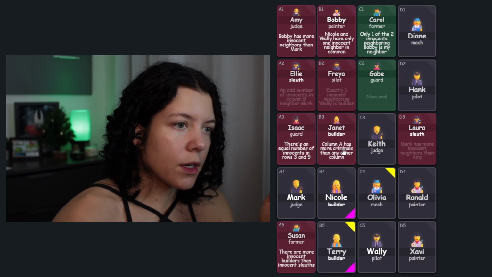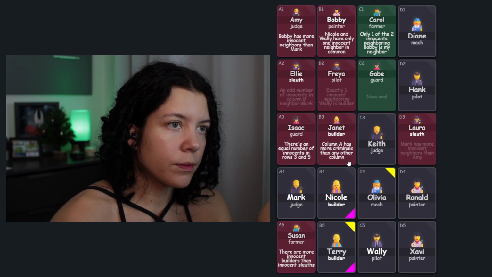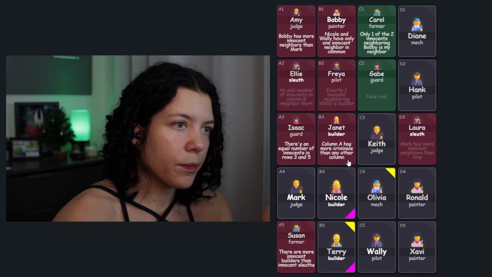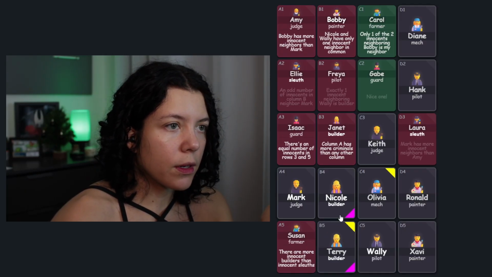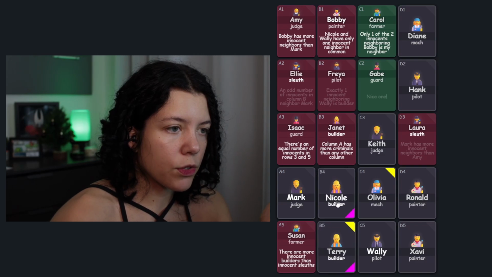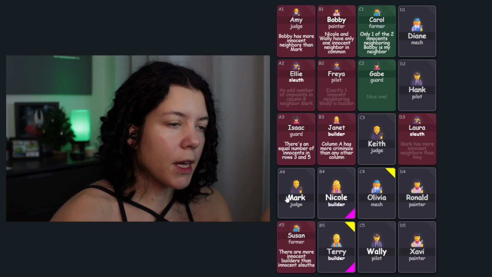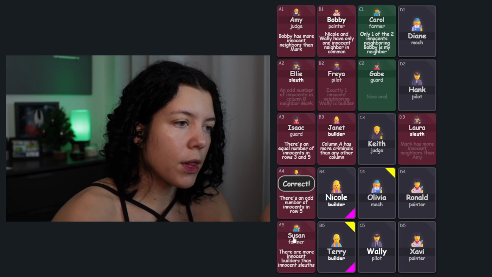Now Janet tells us that column A has more criminals than any other column. We know that column B is gonna have 4 criminals. There's 3 already here, and there's gonna be one more, so there's 4. So everyone in column A has to be a criminal, so there are more criminals than 4. Mark is a criminal then.